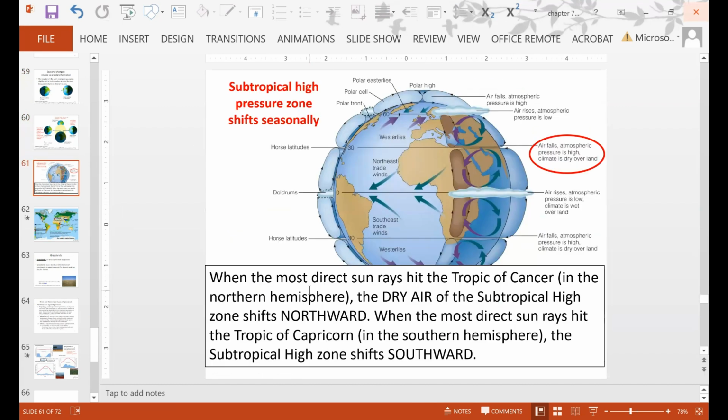So when the most direct sun rays hit the Tropic of Cancer in the northern hemisphere, the dry air of the subtropical high zone shifts northward. When the most direct sun rays hit the Tropic of Capricorn in the southern hemisphere, the subtropical high zone shifts southward. So when I was saying that your major deserts are 20 to 30 degrees latitude, you do have some shifting in the subtropical high. So this section right here, the subtropical high, shifts north and south a little bit throughout the year.